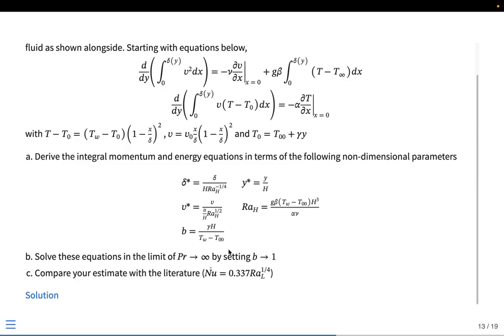So this B is tending to 1. What that means is this gamma h will be equal to Tw minus T00. Or put in other words, the temperature of air near the ceiling is equal to the wall temperature. That is what we mean by setting B tends to 1. I'll wait for say 5 minutes, so you can substitute these equations into this, do this non-dimensionalization, and get me the final equations in terms of these non-dimensional variables.